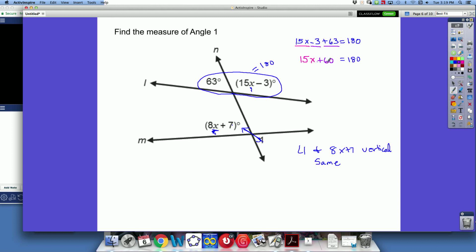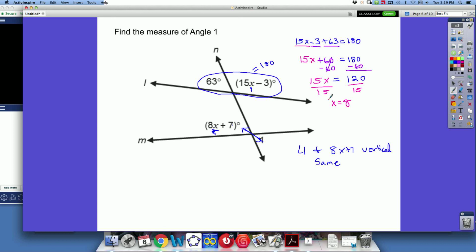Now before we can get to the x, we've got to get rid of this extra stuff. So since it says plus 60, we do the opposite and subtract 60. So that gives me 15x equals 120. And then we divide both sides by 15. And using a calculator, we do 120 divided by 15. And that gives us x is equal to 8.